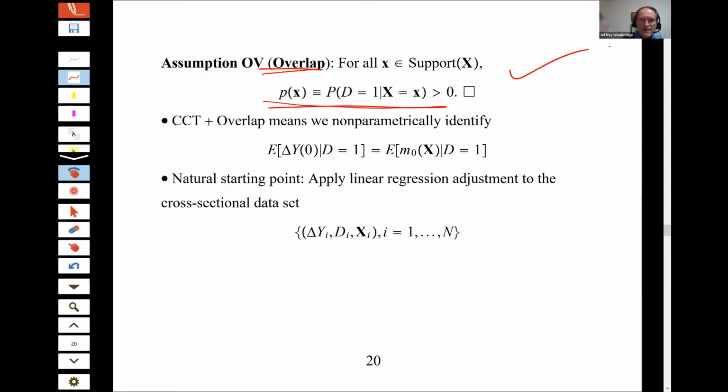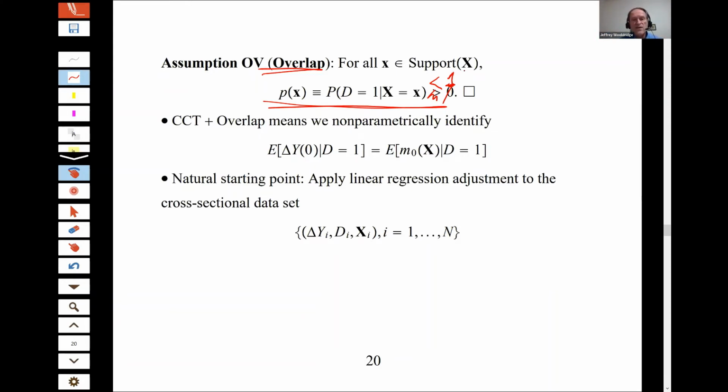Actually, you know what? I think I have this wrong here. I think this is supposed to say less than 1, actually. Okay, this means that there can't be any subsegments of the population where the probability of treatment is certain, because we need to be able to get a control unit in the other treated state.